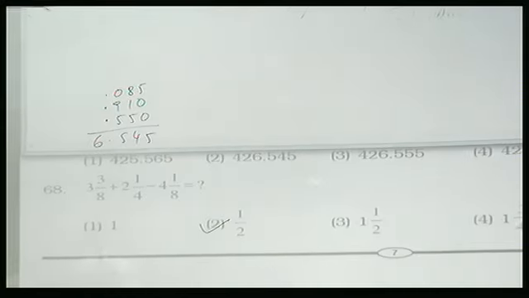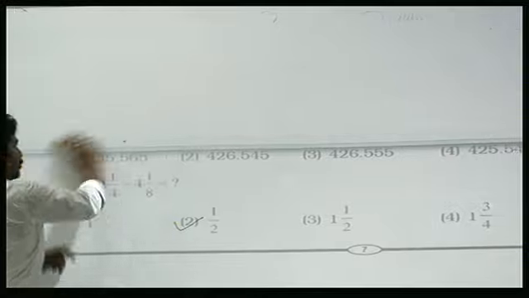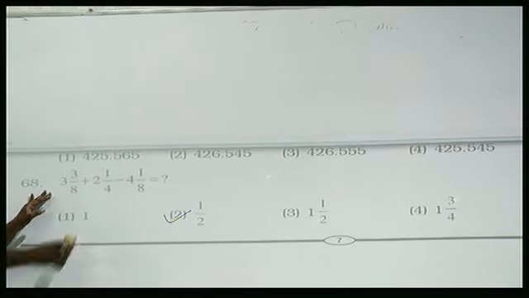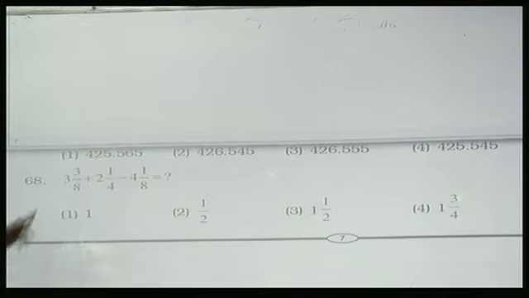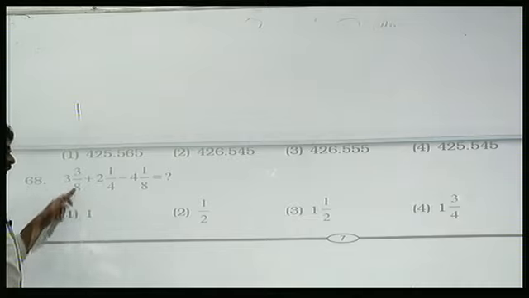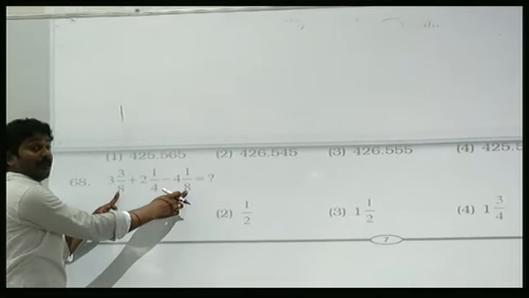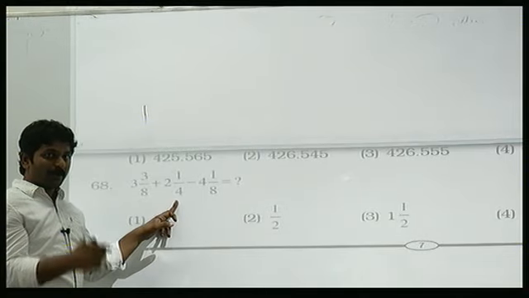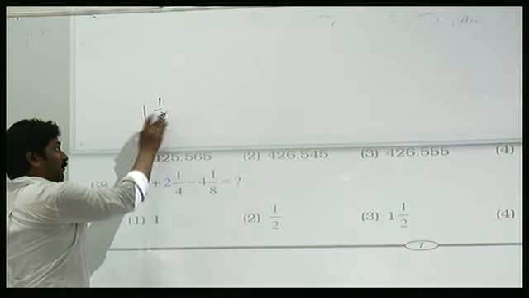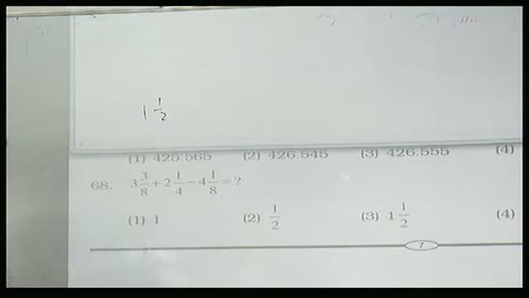Come on. 3 plus 2. See, for these types of mixed fractions, you go for integer addition first and then fraction addition. 3 plus 2, 5. 5 minus 4, 1. 3 by 8 minus 1 by 8, 2 by 8 is 1 by 4, plus 1 by 4, 2 by 4. 2 by 4 means 1 by 2. Third option.